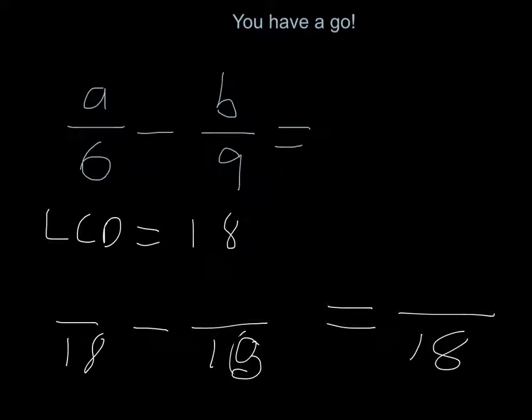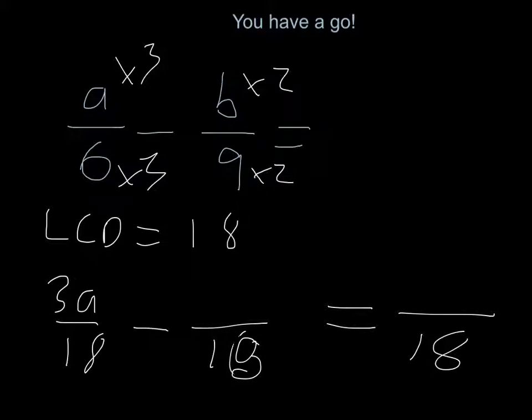6 times something equals 18. 1 6 is 6, 2 6 is 12, 3 6 is 18. So what we're going to end up with is 3a, because we'll times that by 3 and times that by 3. And 9 times 2 equals 18, therefore we need to do the same to the top. So that will also be, there you go, 2b. So 3a minus 2b over 18.